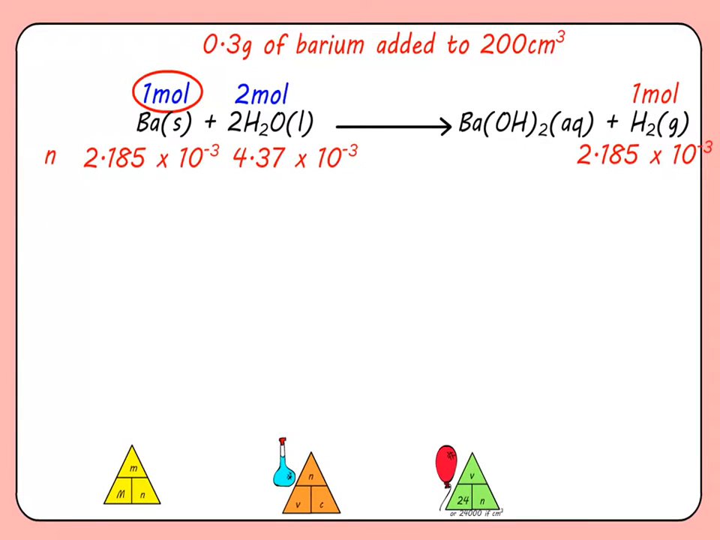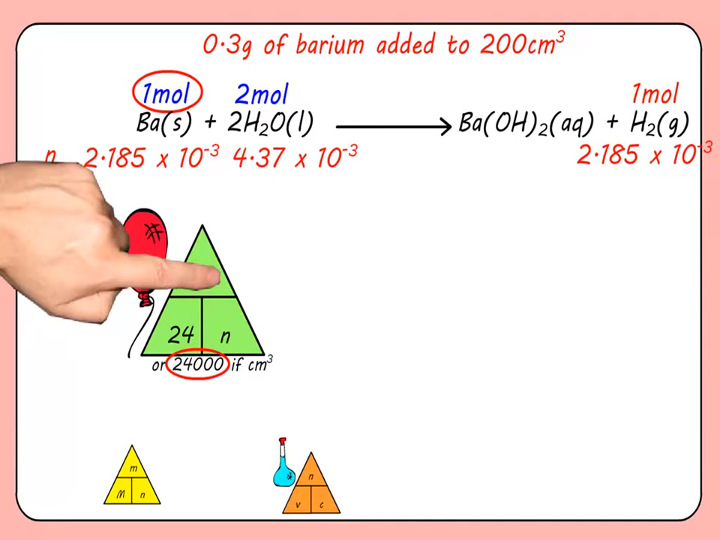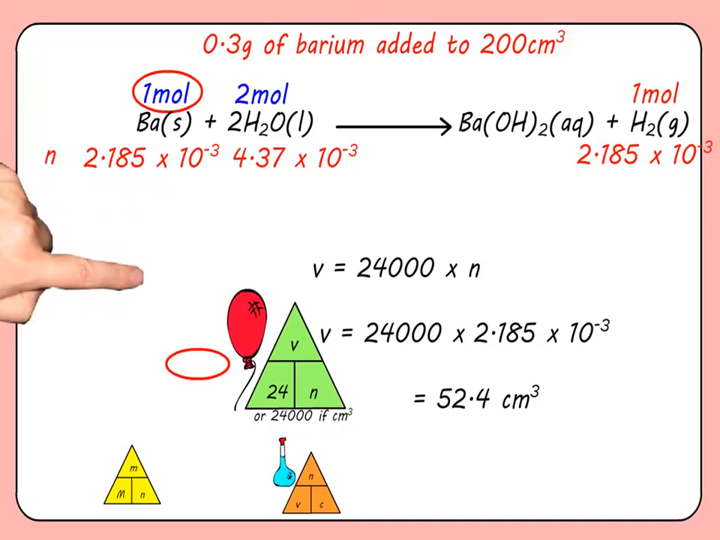If we were then asked to calculate the volume of gas produced in centimetre cubed, we could use our gas triangle. Because we have been asked to calculate the volume in centimetres cubed, we need to use 24,000 in our gas triangle. We cover V for the volume, as this is what we need to find out, and we get the formula V is equal to 24,000 times n. So V is equal to 24,000 times 2.185 times 10 to the minus 3, which gives 52.4 centimetre cubed to 3 significant figures.